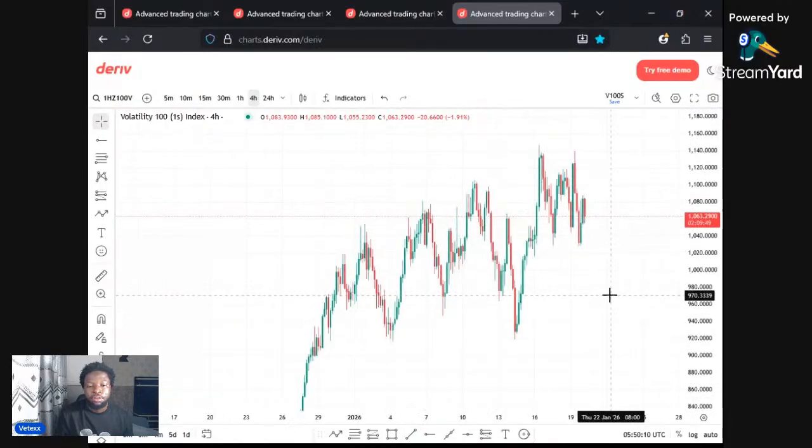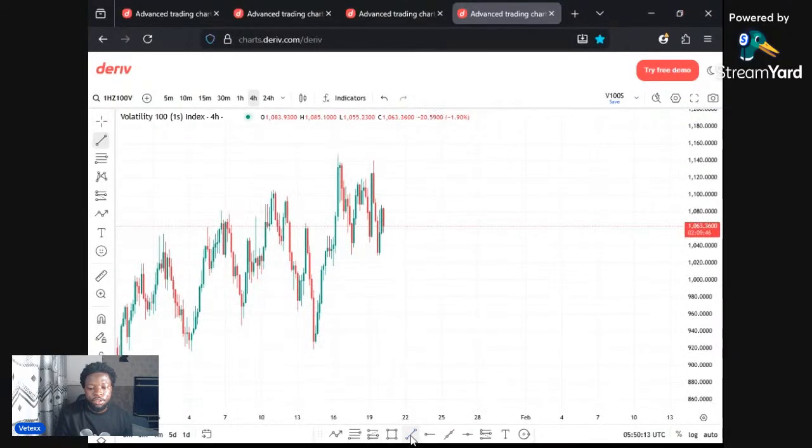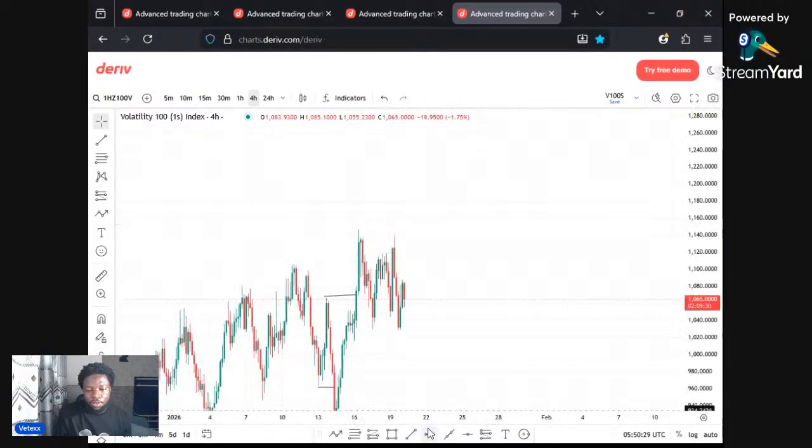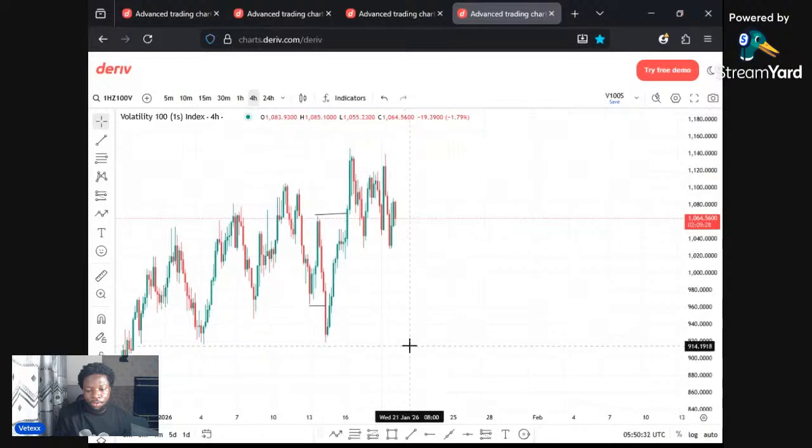Now, this is what you're anticipating next on this V100 on the 4-hour time frame. Anticipating price to do something like this. Once it does this, we have our first break of structure, which is going to be this. And then this is going to be our protected low.